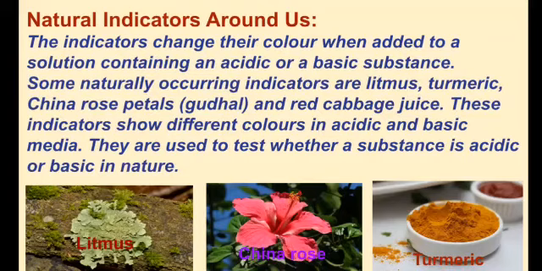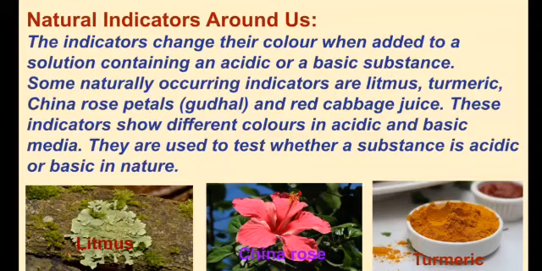Some naturally occurring indicators are litmus, turmeric, China rose petals, and red cabbage juice. Yes, red cabbage juice also acts as a natural indicator. These indicators show different colors in acidic and basic media. They are used to test whether a substance is acidic or basic in nature. So who is the hero of this film? The hero is the indicator, because the indicator will test the substances and help us know whether the substance is acidic or basic.